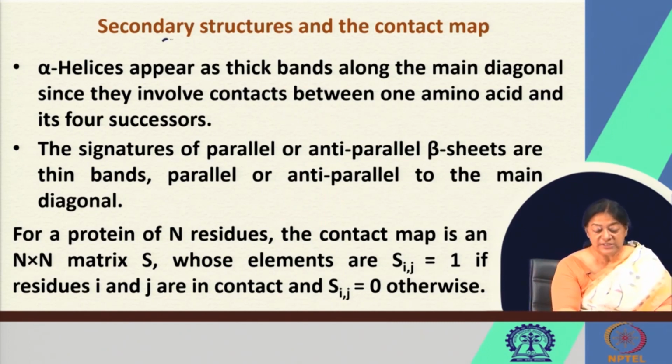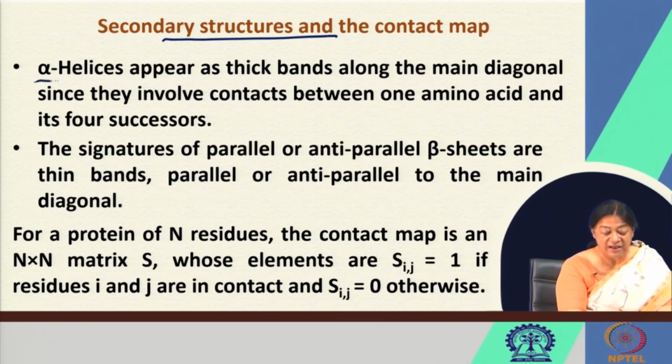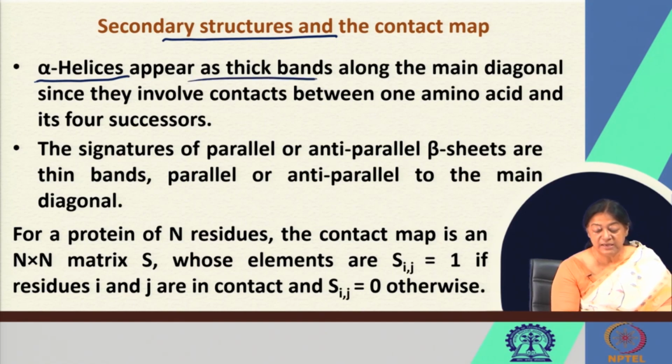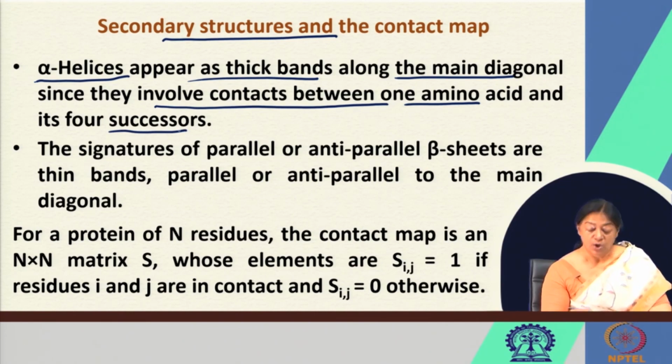Interestingly, we can look at secondary structures in the contact map. What we get from these secondary structures is that alpha helices appear as thick bands along the main diagonal, because they involve contacts between one amino acid and its 4 successors. What do we mean by that? We mean that we have hydrogen bonding, as we know, from i to i plus 4.